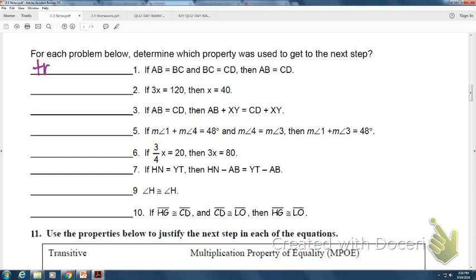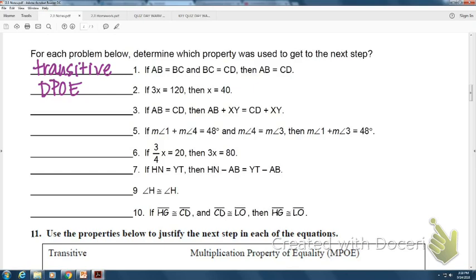Transitive property. Okay, we only abbreviate on APO, SPO, DPO, and MPO, so make sure you're actually writing transitive, not TP. Number 2: if 3x equals 120, then x equals 40. How did they get from 3x equals 120 to x equals 40? They divided by 3, so what should number 2 be? DPO.